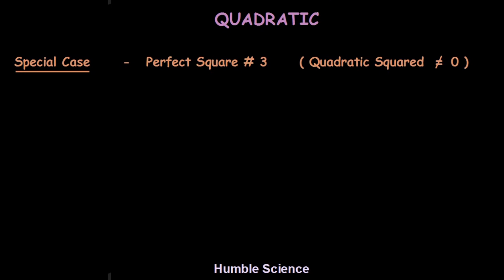Now let's try the third case. This time it is also a perfect square, but not equal to 0. The general form would be ax plus b squared equal to c. A, b, and c are some numbers, and x is an unknown. To solve something like this, we may take a square root. Let's take a look at what I mean by that.